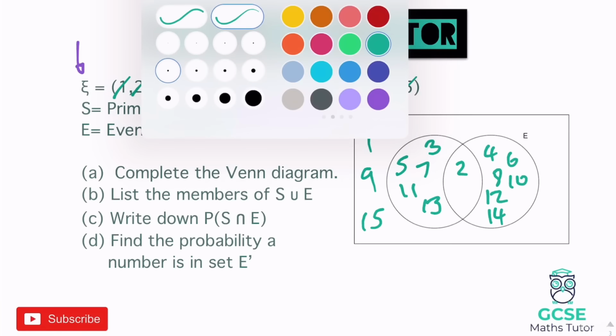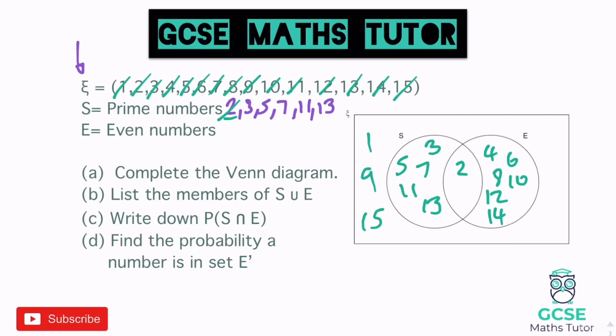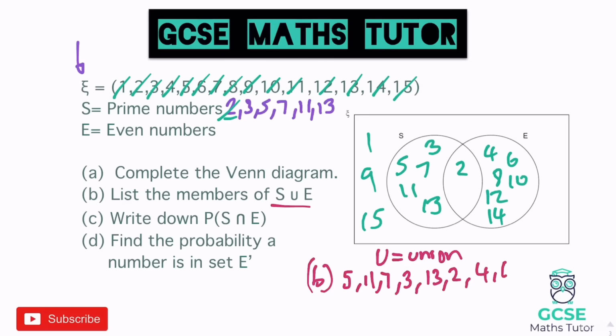Now we're asked some questions about the Venn diagram. It says list the members of S union E. Now that U stands for the union, and the union is everything within the circles. So that's the members of S, the members of E, and that number in the middle there. So if I write them all down, all the numbers there for part B are, from left to right, we've got 5, 11, 7, 3, 13, 2, and then all those even numbers, 4, 6, 8, 10, 12, and 14.